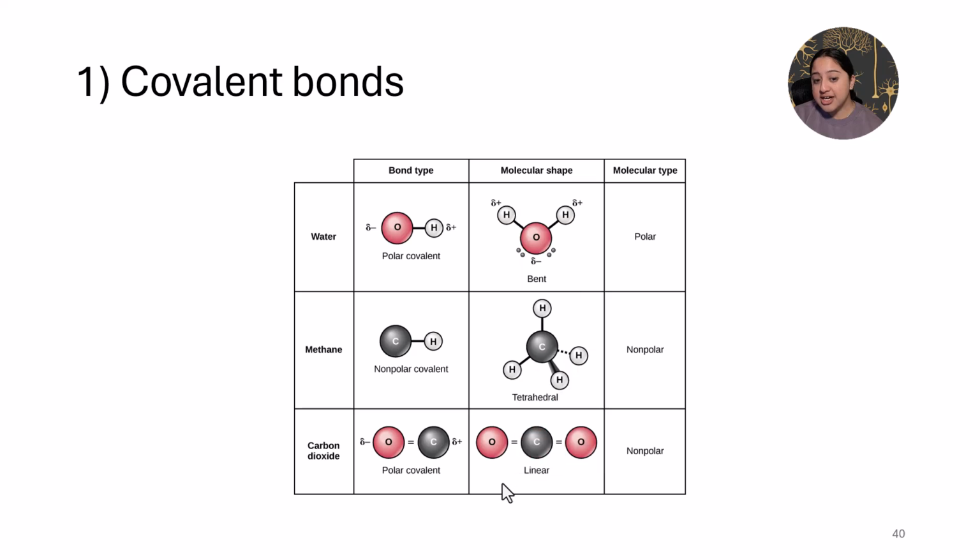Carbon dioxide, there is a polar bond between the carbon and each oxygen. But because of the way the atoms want to hang out, it's linear, and that makes the whole thing nonpolar. So there's a lot to chemistry. But right now we're just talking about the bonds, a polar covalent bond and a nonpolar covalent bond.